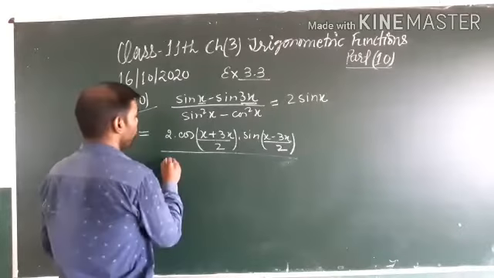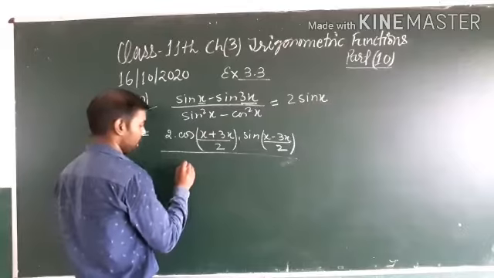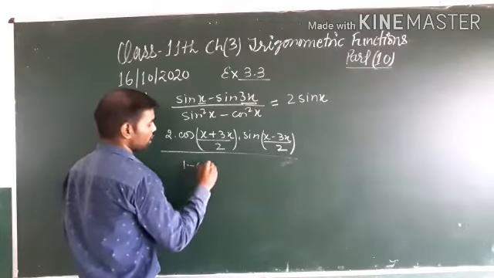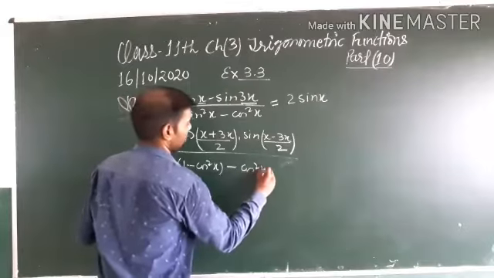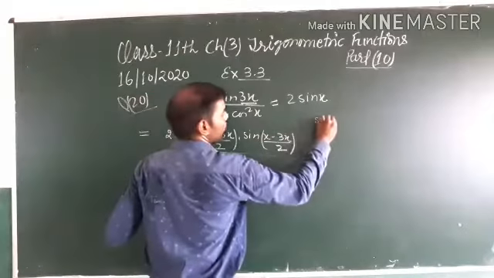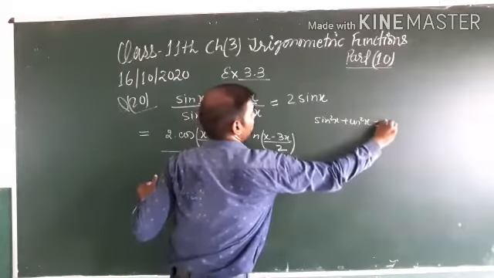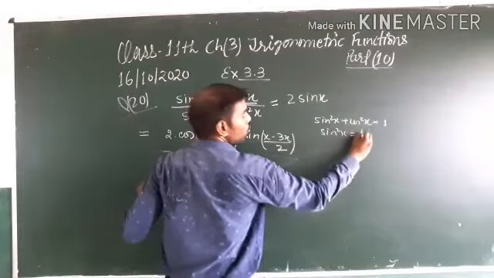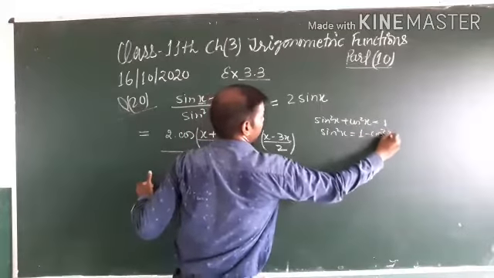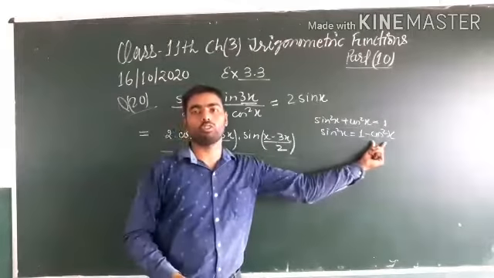So 2 into sin square x can be written as 1 minus cos square x, and minus cos square x. We know sin square x plus cos square x is equal to 1, so sin square x is equal to 1 minus cos square x. So we place the value of sin square x as 1 minus cos square x.